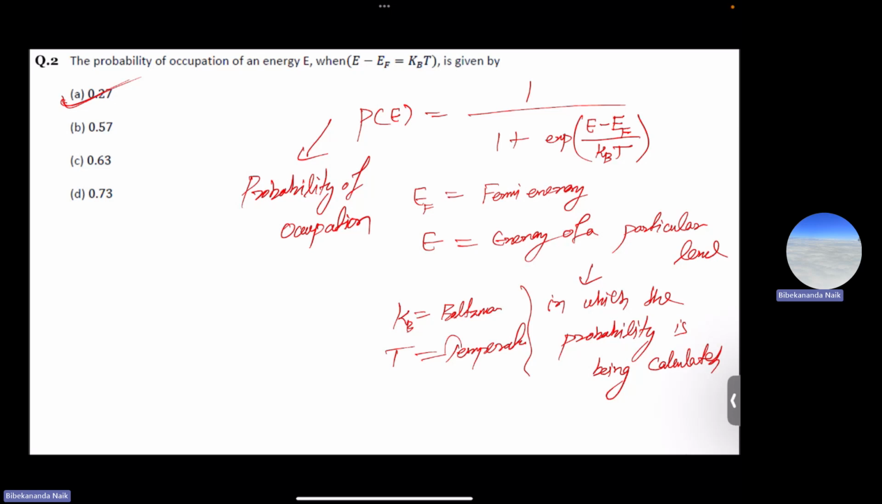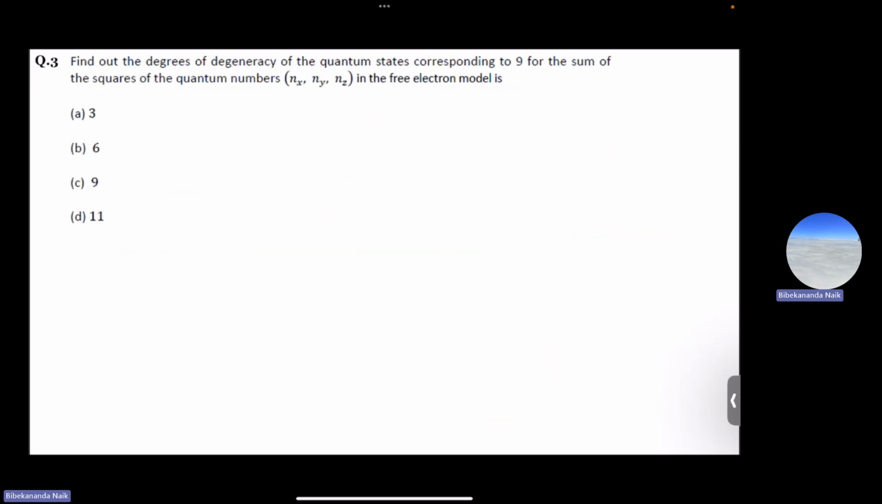So the probability for an energy level for which the difference between that energy level and the Fermi energy is equal to kBT, then the probability that the electron will be present in that state is 0.27 or 27%. So all these phenomena are due to the quantum mechanical behavior of electrons. So let's move to question number 3.